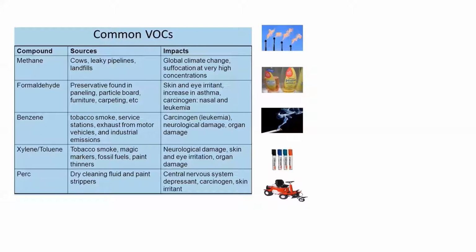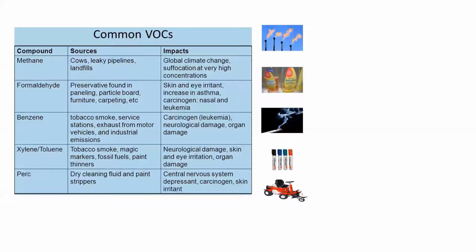Benzene is found in tobacco smoke, service stations, exhaust from motor vehicles, and industrial emissions. It causes leukemia, neurological damage, and organ damage. And xylene or toluene is found in tobacco smoke, magic markers, fossil fuels, and paint thinners, and it causes neurological damage, skin and eye irritation, and organ damage.